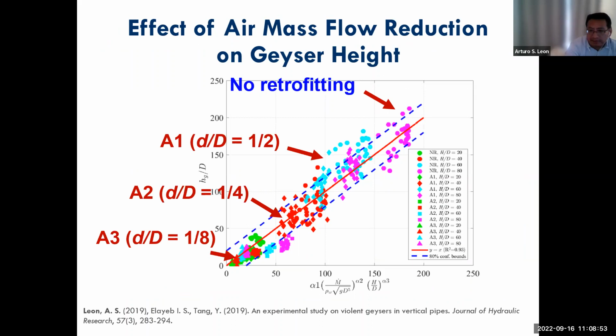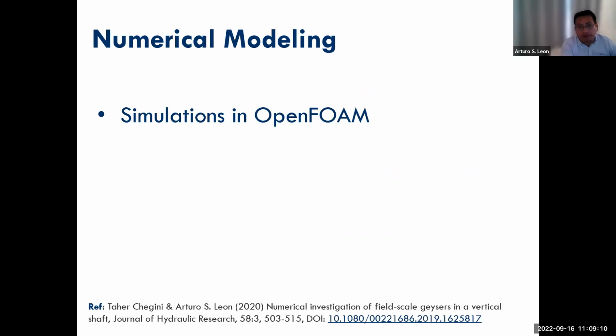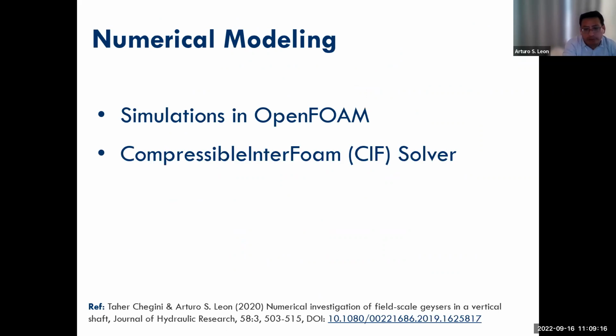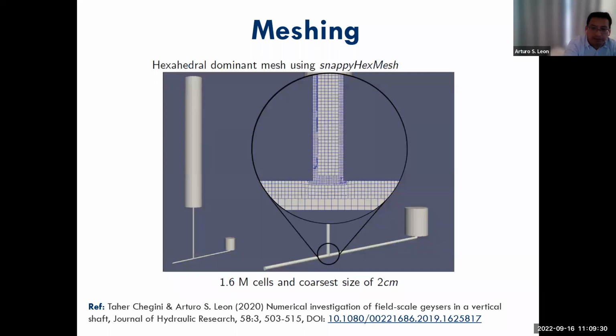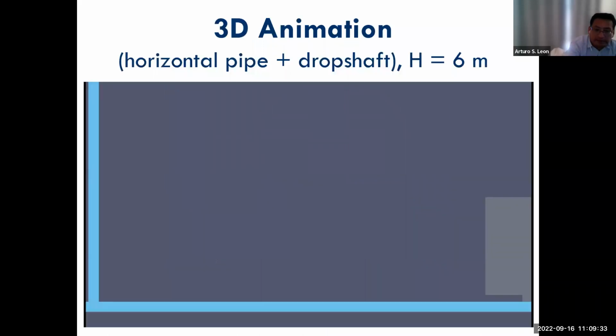You can see that the geyser height, which is on the left, this is HG nondimensionalized with the diameter, will be substantially reduced by limiting the amount of air going into the drop shaft. Of course, we also have to do numerical modeling to give us a better perspective of what's going on. We have used an open source model, in which we sometimes change the algorithm. We have used the classical volume of fluid method. We have performed 2D and 3D simulations for this. This is just a mesh of a drop shaft.